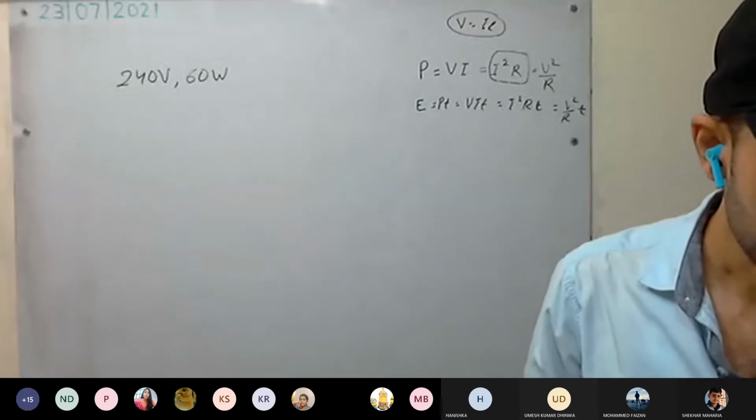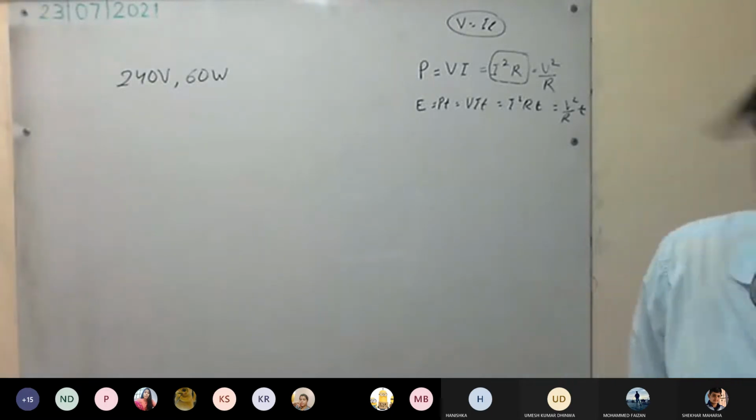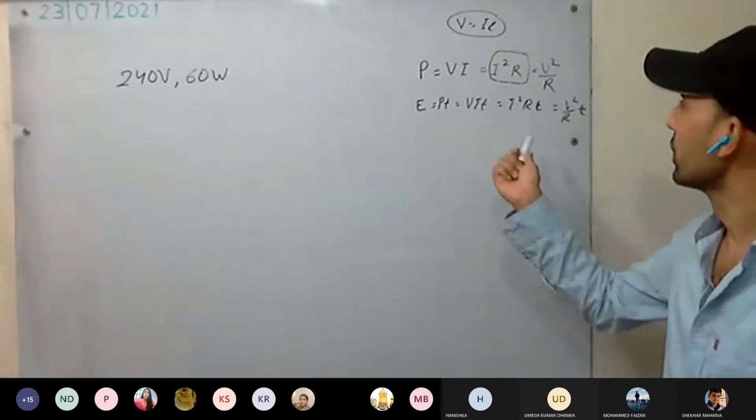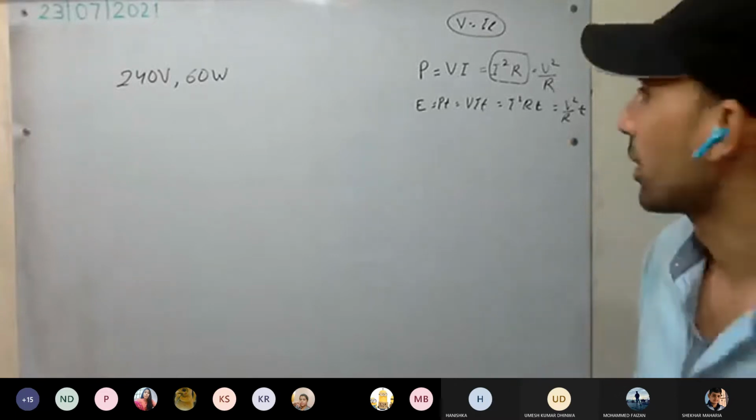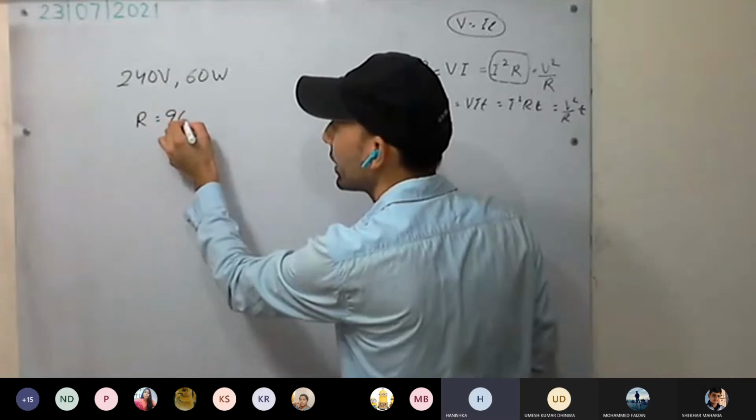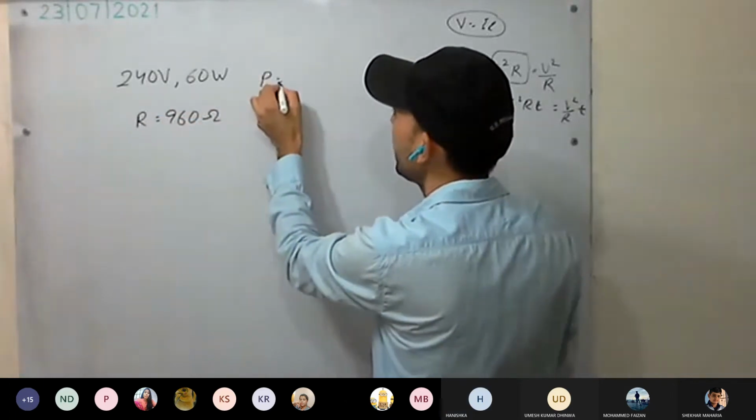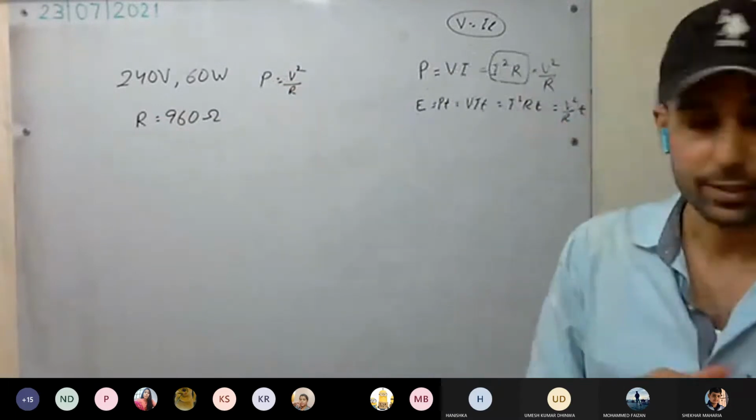Two such lamps are connected in series. It's same as 15th only. Okay, so how much resistance have we got? 960 ohm. Okay, resistance equal to 960 ohm you will get. So P equal to V square by R. Here R will be V square by P and you can calculate the resistance.